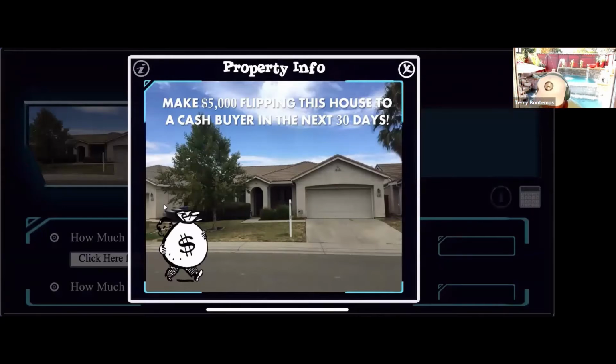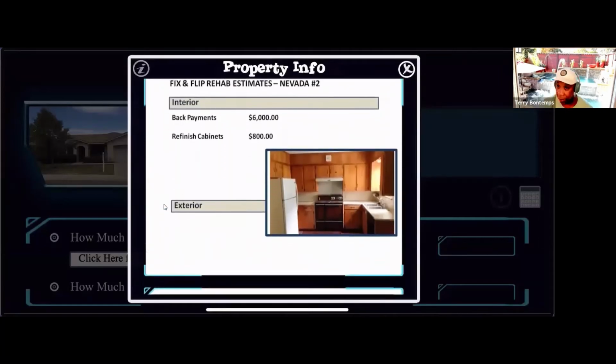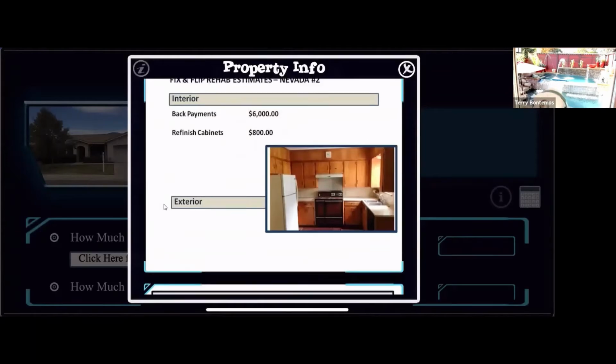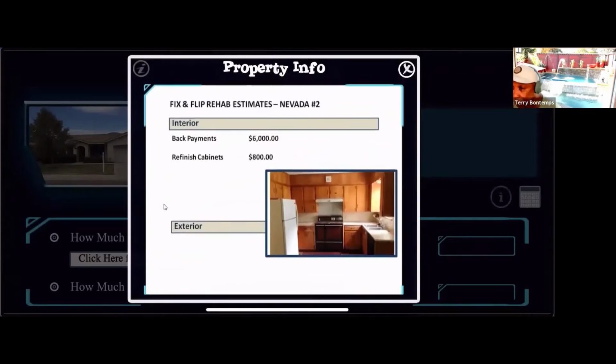Try to make this as realistic as I possibly can. Take your first finger, put it right in the middle of the screen, hold your first finger down, and lift up. Bam. That's what you see. You see some old dated cabinets, just like in real life. You see $6,000 in back payments need to be made on this house because maybe it's in foreclosure. It needs $800 worth of refinishing on the cabinets. Okay, come on, play with me, you guys. See how I got the $6,800?